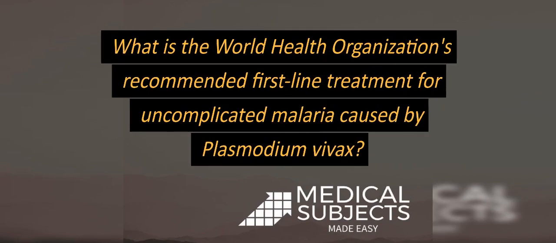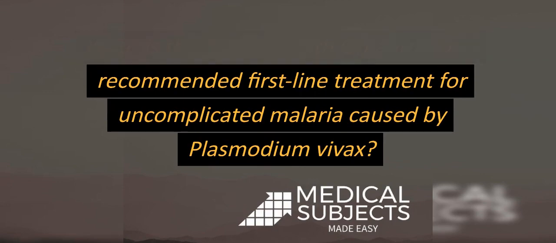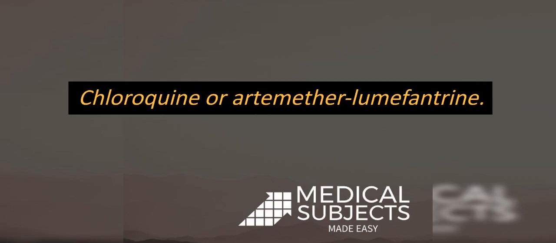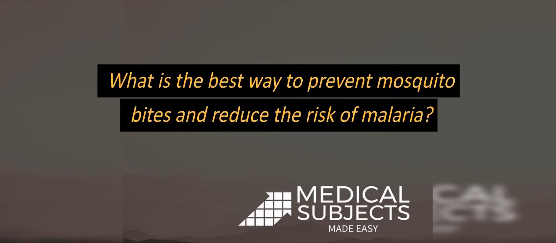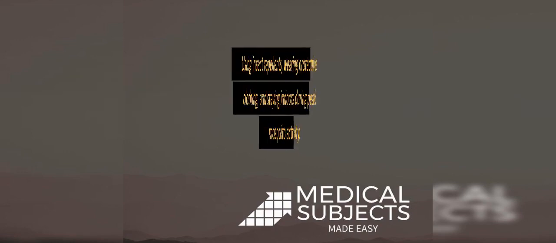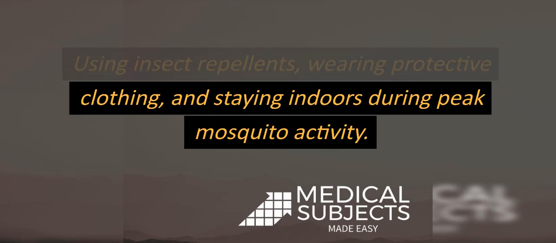18. What is the World Health Organization's recommended first-line treatment for uncomplicated malaria caused by Plasmodium vivax? Chloroquine or artemether-lumefantrine. 19. What is the best way to prevent mosquito bites and reduce the risk of malaria? Using insect repellents, wearing protective clothing, and staying indoors during peak mosquito activity.